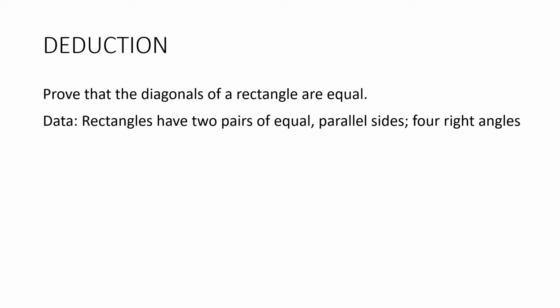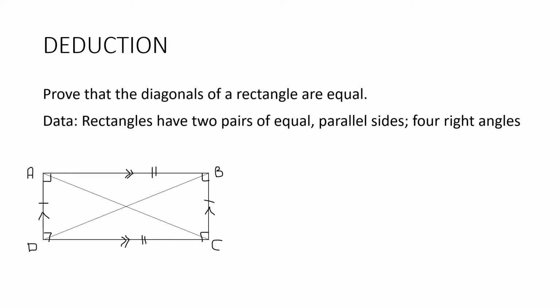And whilst geometry is not part of the Advanced Extension 1 and Extension 2 syllabus anymore, it is presumed knowledge, so you should understand this proof. We looked at it before. Prove that the diagonals of a rectangle are equal. We had some data. Rectangles have 2 pairs of equal parallel sides and 4 right angles, and it can really help with these to draw a diagram.